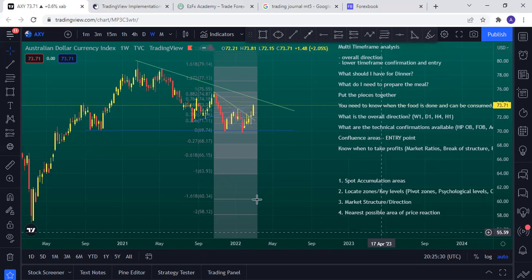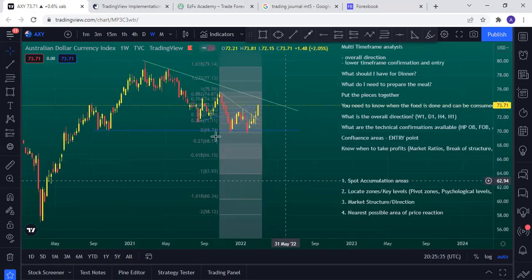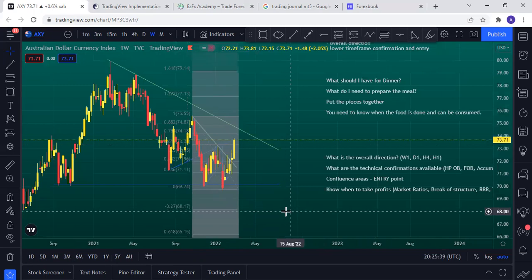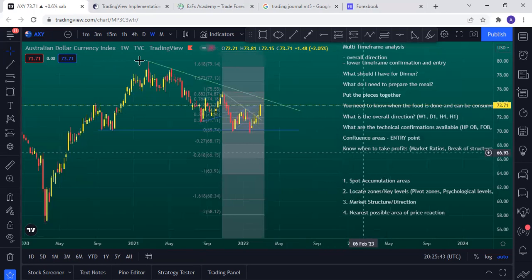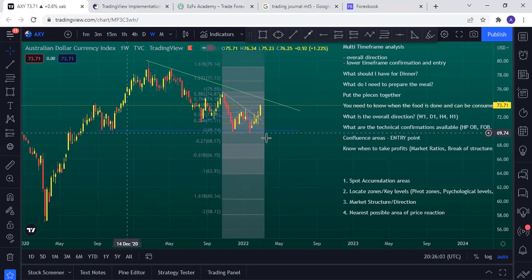on the lower time frames. So this is the AUD currency index, the AXY, on the weekly time frame. This is a range that we've seen. We've seen these equal lows, and there's this major trend line, and price seems to be heading towards that trend line. So we've already spotted this area of accumulation. We could also describe this as an area of accumulation, seeing that this is a double bottom kind of system.